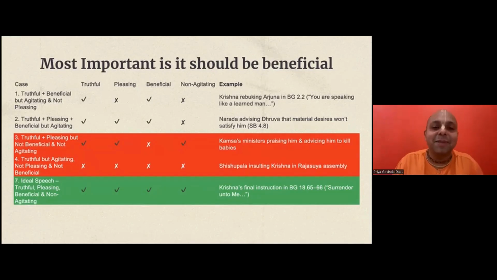An ideal speech is by Krishna. And Krishna says Sarva Dharman Parityajya. This shloka is counted among ideal shlokas. It's pleasing, truthful. Krishna is saying, I'll take care. It's pleasing, yes, I don't have to worry. I just have to surrender to Krishna. It's non-agitating. It's supremely beneficial. So this is how the urge to speak has to be checked. Any questions, Prabhuji? Then we'll go to the urge of the mind.